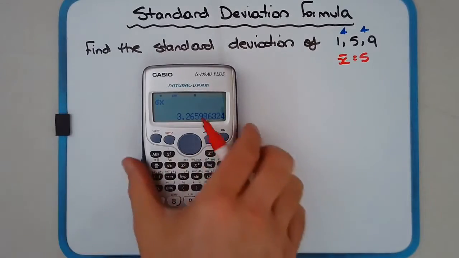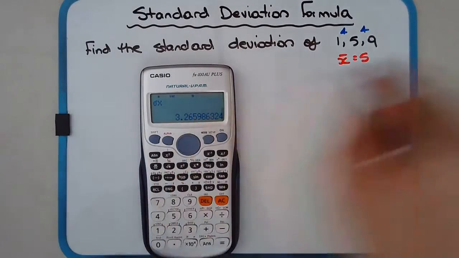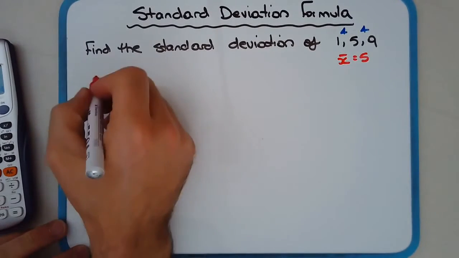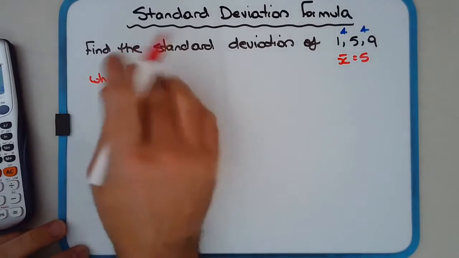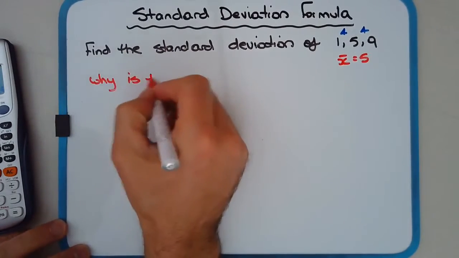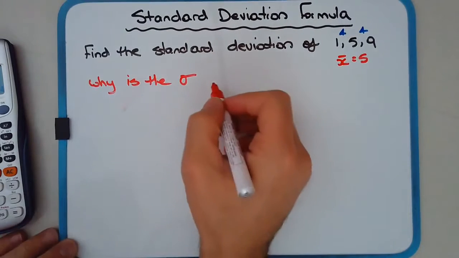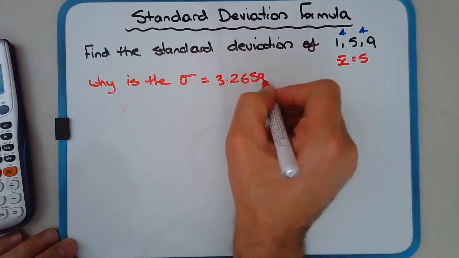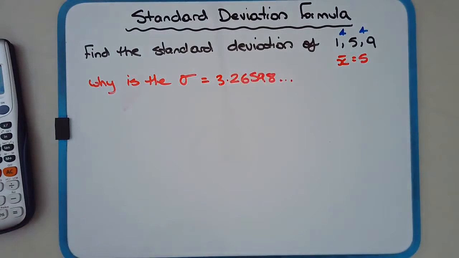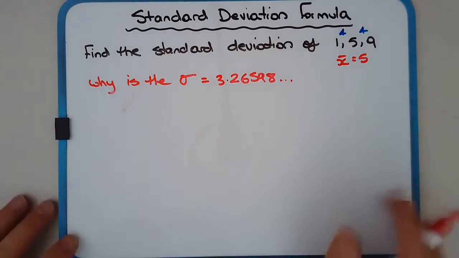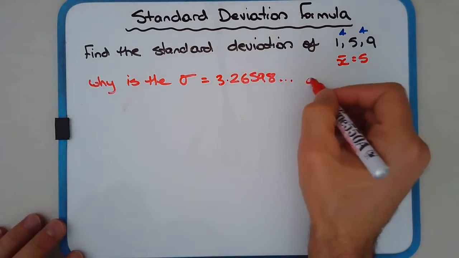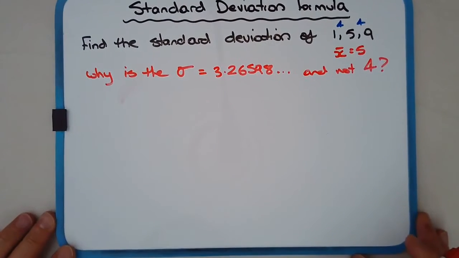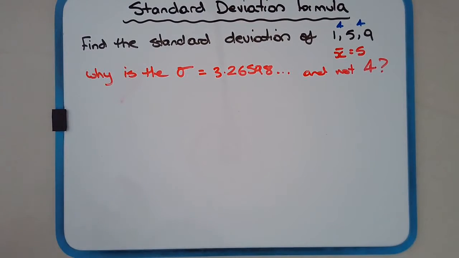All right, let's see where this particular answer came from. Let's rephrase the question slightly. Why is the standard deviation, I'm just going to use that symbol, equal to 3.26598, with a few more decimals there, and not 4? That comes down to how the standard deviation is in fact calculated.